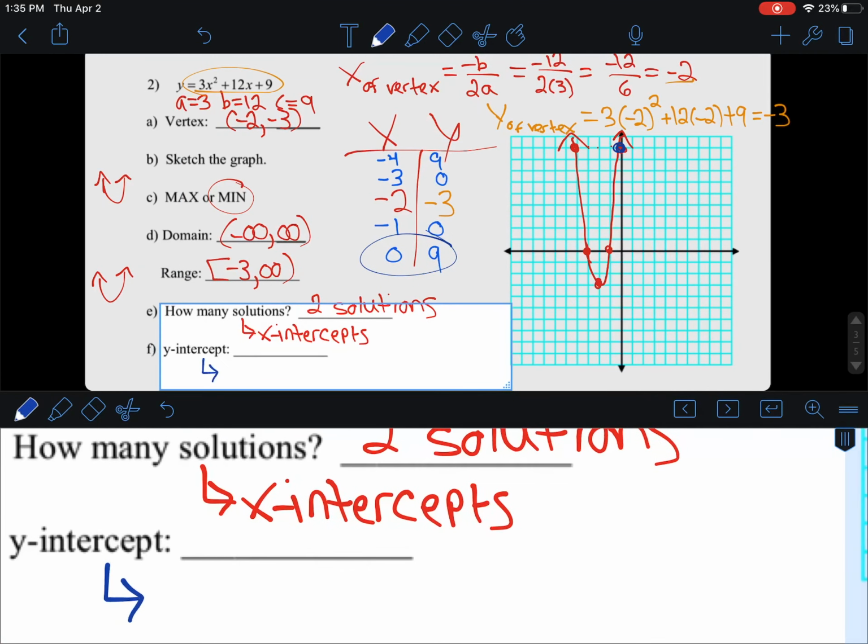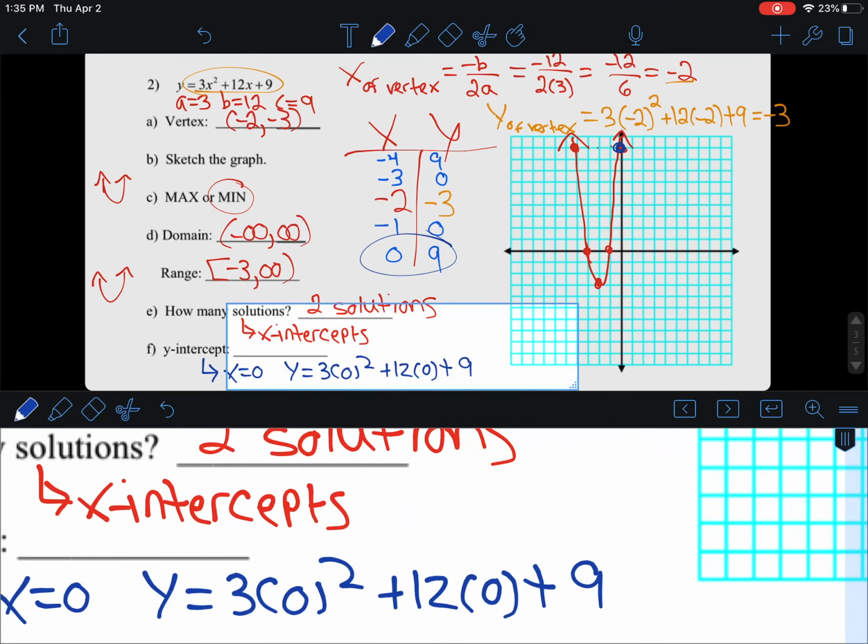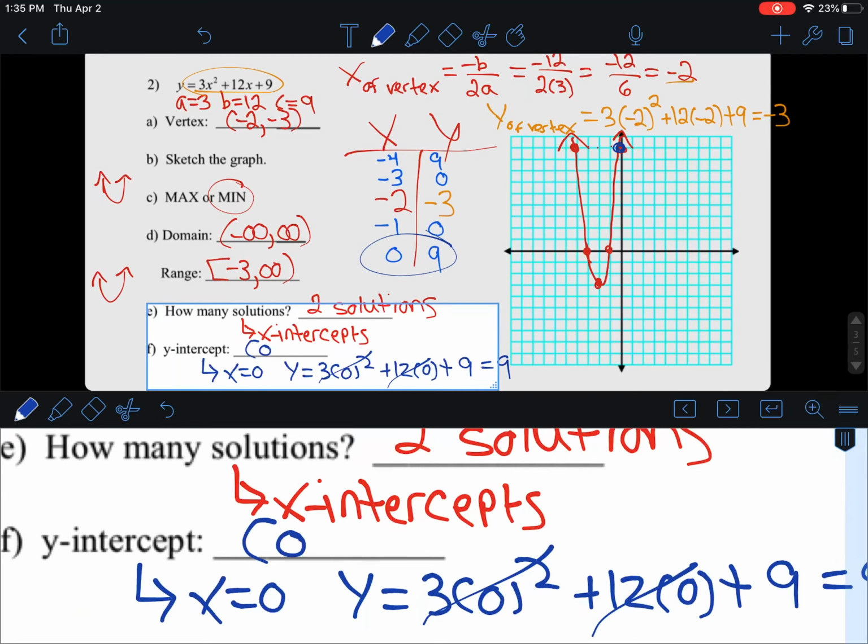Again, if you were wondering, you could always do this as well. You always plug in 0 for x in order to get the y-intercept. That's a really important rule. Now in this case, this will be 0, this will be 0, so your y-intercept is 9. That's just another way of looking at it. So again, your answer for your y-intercept in this case would be 0, 9.